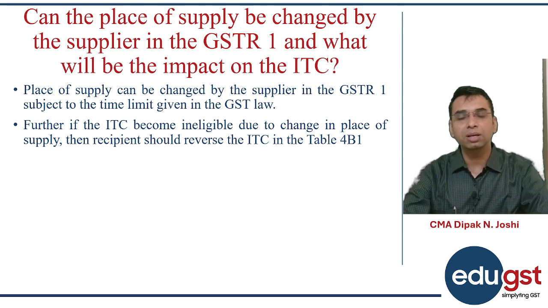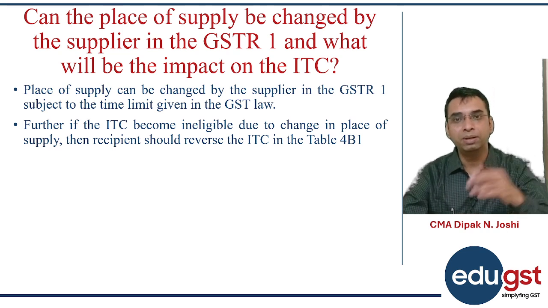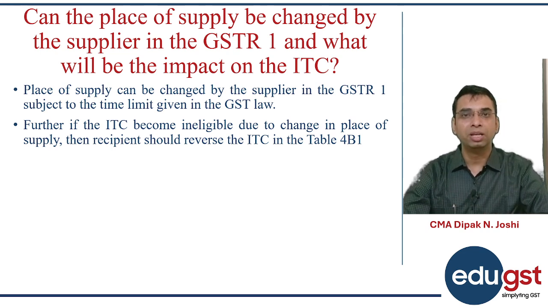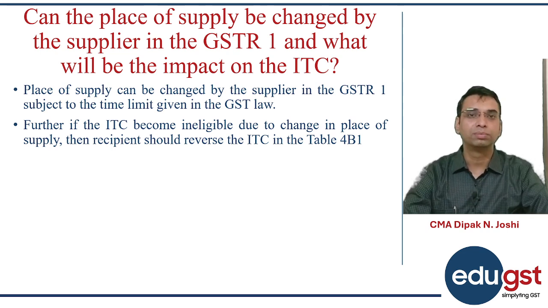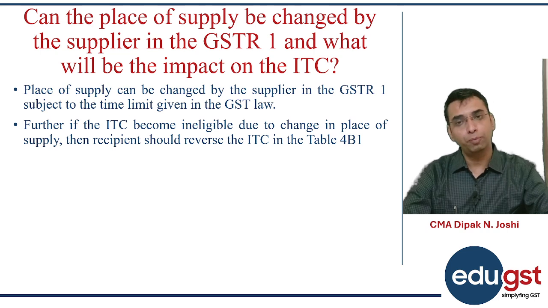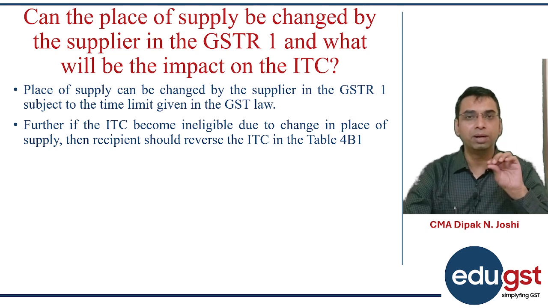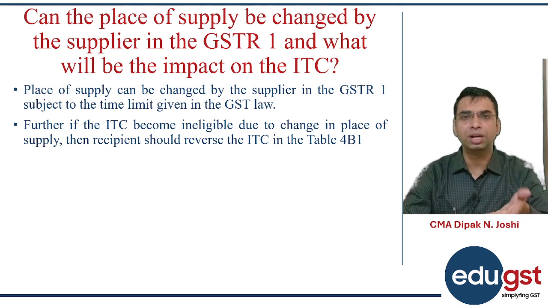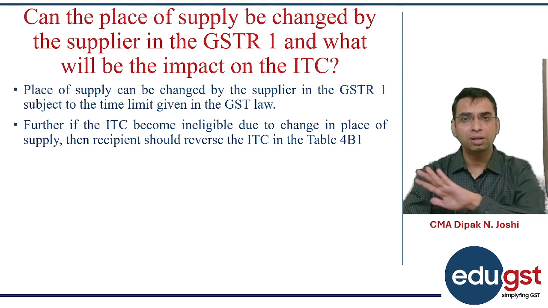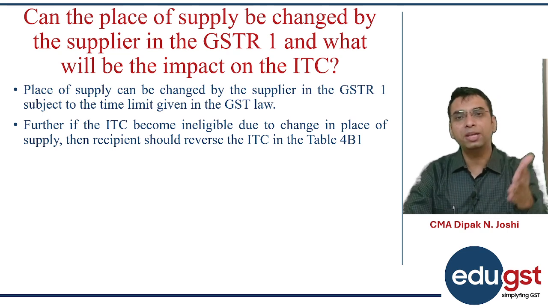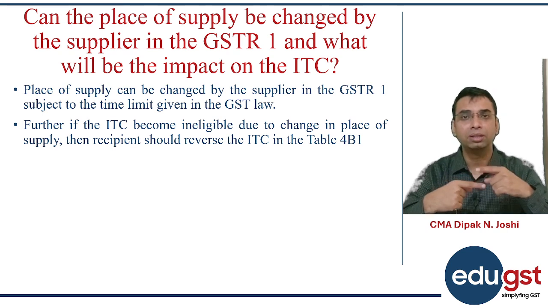Now similar thing might happen in case of place of supply also. So my place of supply is Maharashtra, but I am reporting Gujarat. Now in that case, supplier can amend place of supply subject to the time limit given under the GST law, which is 30th November. So till 30th November, if supplier has reported wrong place of supply in GSTR 1, in that case he can amend that place of supply.